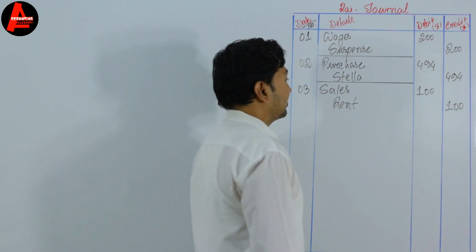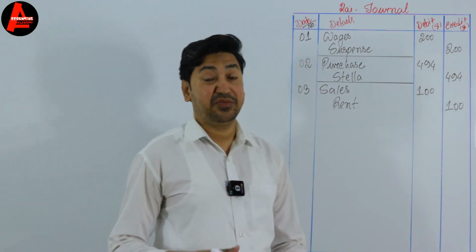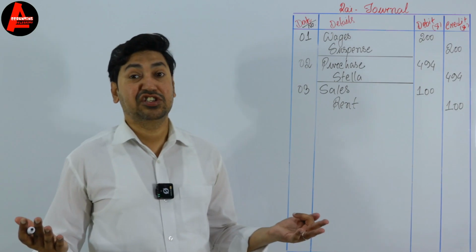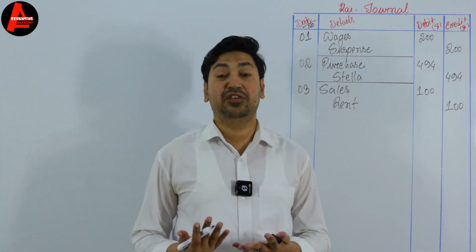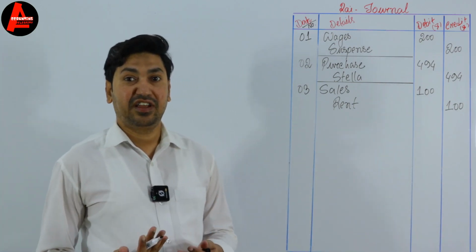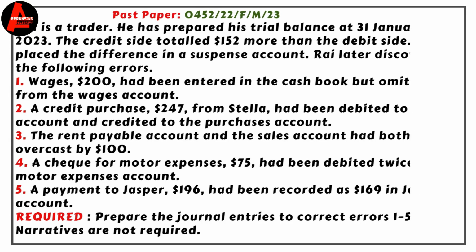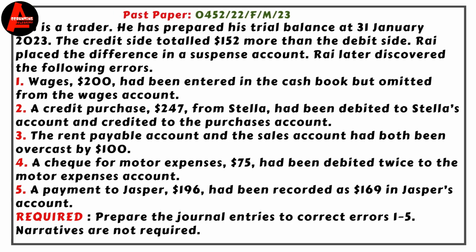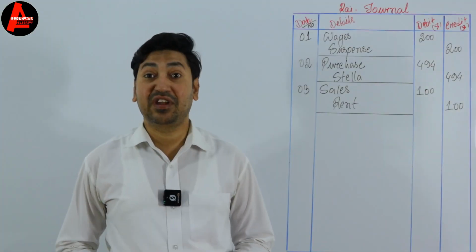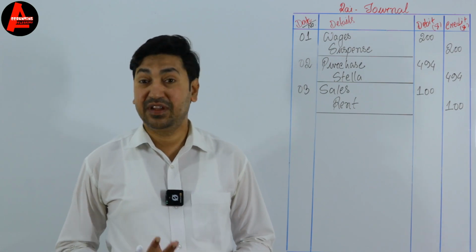Okay, so simple, but you need to understand. If you understand, whatever transactions you have in the questions, you'll be able to generalize in the exam. Okay, great. Then we have here number 4. A check for motor expenses $75 had been debited twice to the motor expenses account. Okay, so double, 2 times motor expenses had been debited.